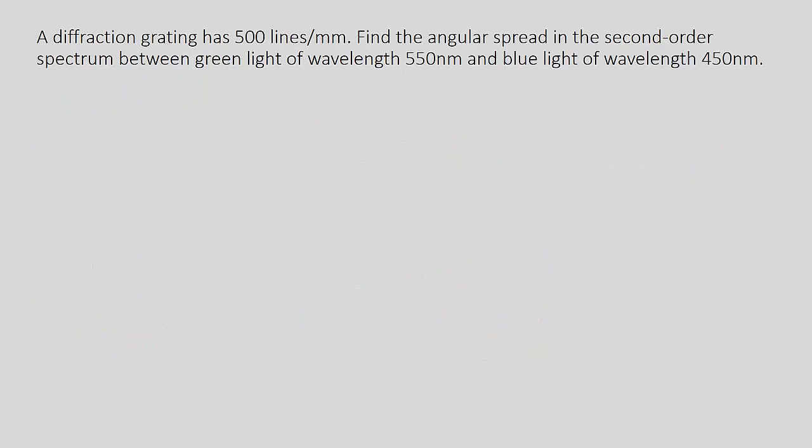One more. A diffraction grating has 500 lines per millimeter. Find the angular spread in the second order spectrum between green light of wavelength 550 nanometers and blue light of wavelength 450 nanometers. So the angular spread, remember back to the beginning of the video when I showed you the picture of the red and the blue light where they each had their different spacing between M1 and M2 maxima. So here I want to know, what is that spacing in fact? So by angular spread, we are really looking for what is the difference in the angles between the second order maxima of green light with a lambda of 550 nanometers and blue light with a lambda of 450 nanometers.